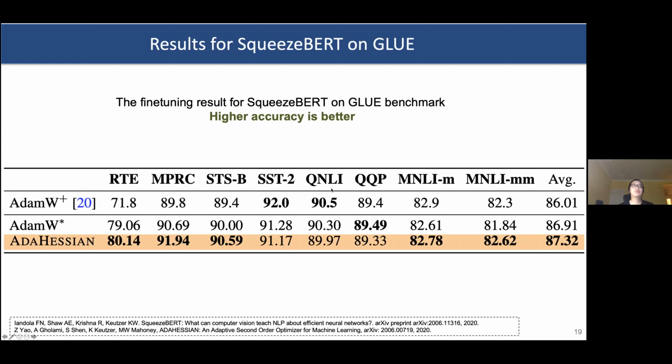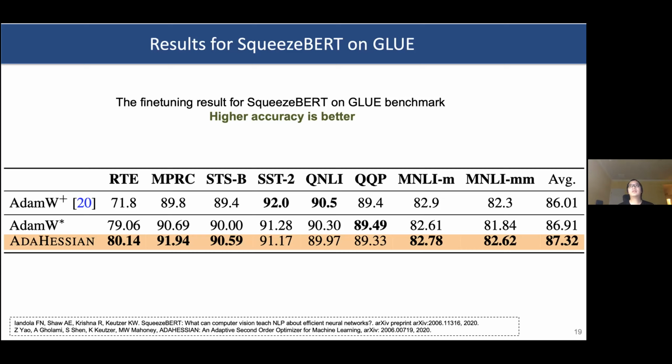One thing I forgot to mention is that the first column, Adam, with the plus sign or the dagger sign, is directly from the author's paper, and AdamW with a star sign means what we reproduced. As we can see here, although on 3 tasks AdaHessian works worse, for the rest of them AdaHessian works much better. For example, for RTE and MRPC, AdaHessian has more than 1 point gain against AdamW.